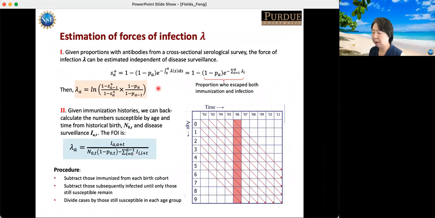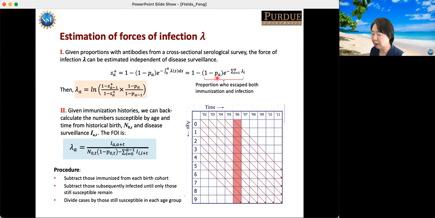Here's an example. Suppose we have a proportion of the population group, where A represents a subgroup with a particular age. PI is immunization, so 1 minus PI will be the proportion of the population that is susceptible, not immunized. And then lambda is the force of infection, and e to this integral will give you the probability that the individual of age A is still susceptible at age A, so they escaped infection up to age A. So the whole thing here is the proportion of individuals who escaped both immunization and infection.